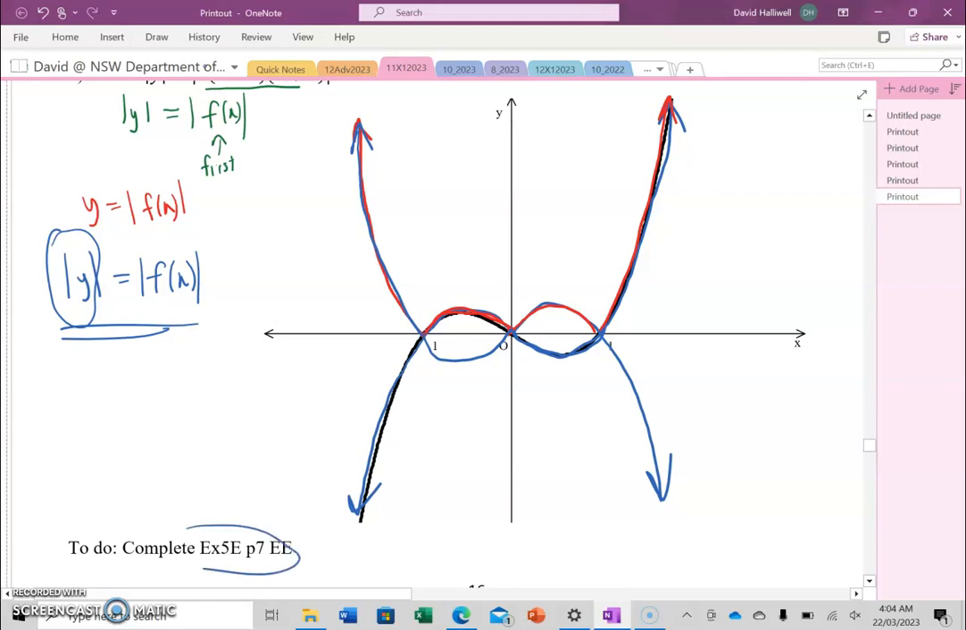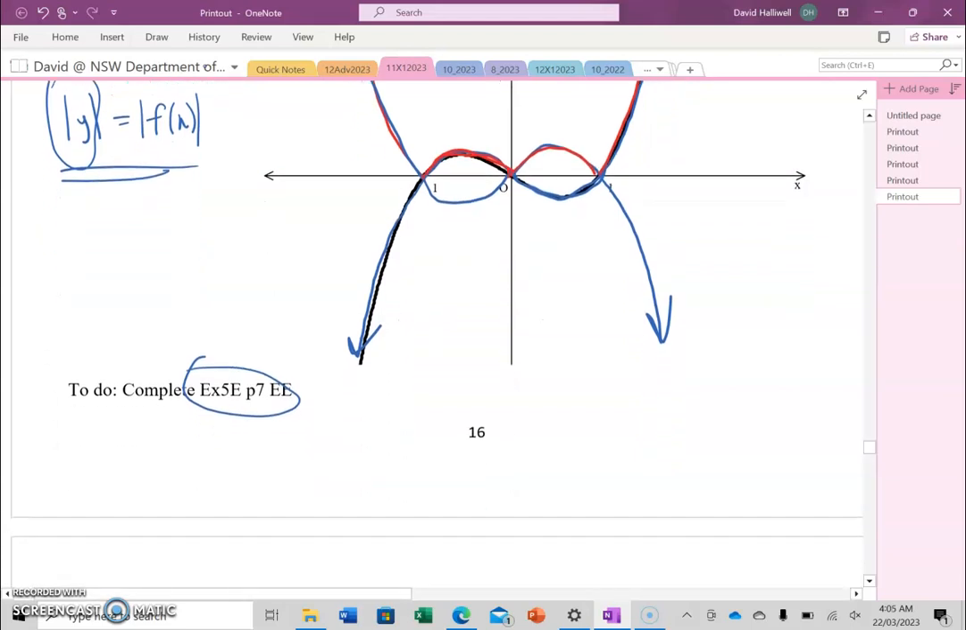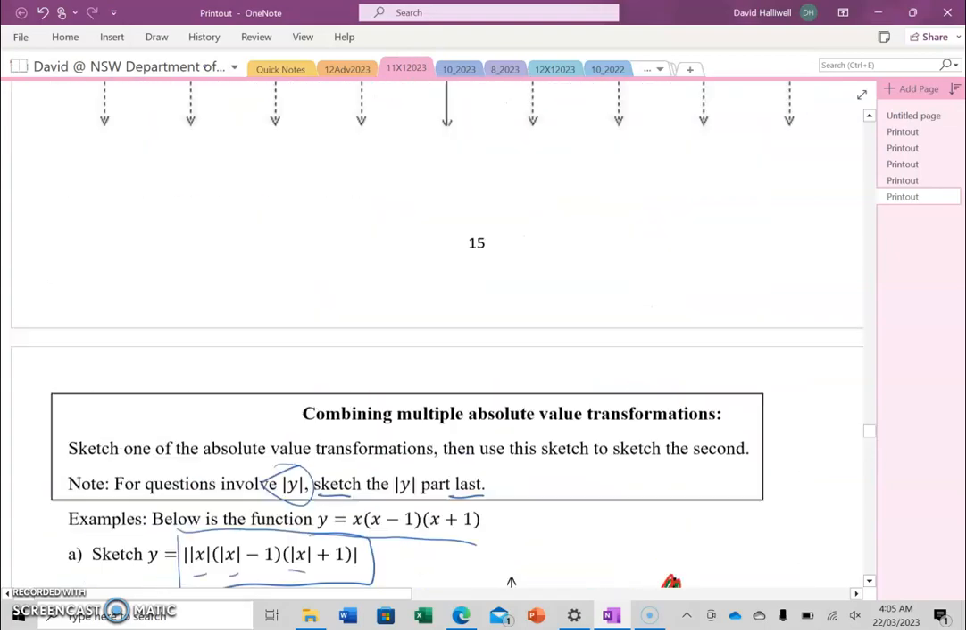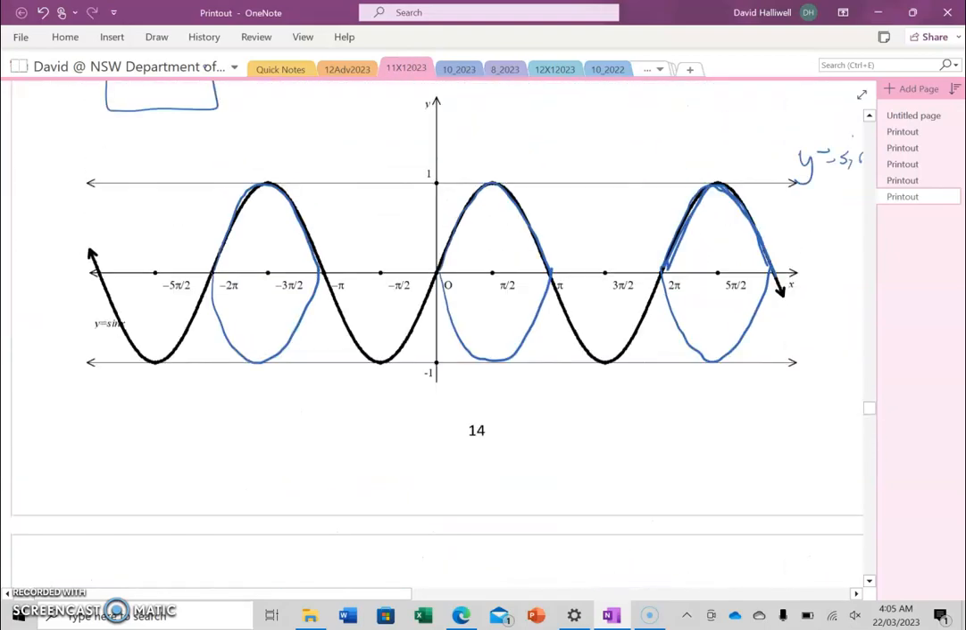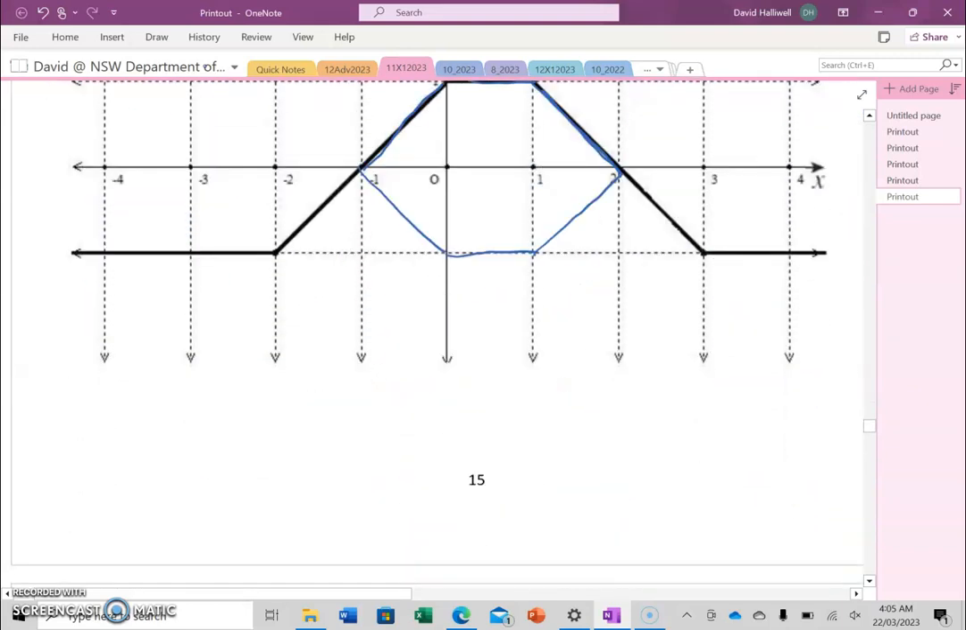Alright, what I'd like you to do is do the Cambridge exercise 5e on page 7 of the extra exercises. Homework will be to finish off 5e and do, I think it was 3.3, right? 3.3 and 5e is your homework.